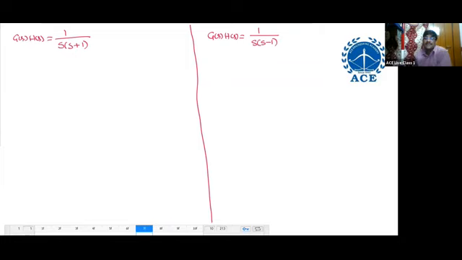All these 4 problems have the same magnitude. What is the magnitude for all these 4 problems? Same: 1 by ω root of ω²+1 only. The magnitude is same, there is no difference. The difference is only in the phase angle. Come on, do it. No need to write magnitude, write the phase.